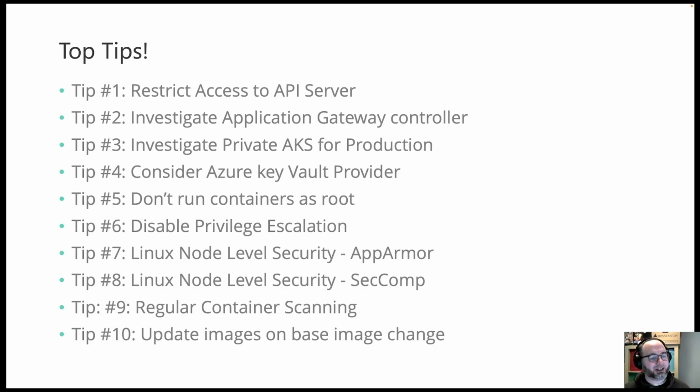Looking at the Azure Key Vault provider for managing your secrets in Key Vault rather than in Kubernetes itself. And then some container work, which is not running containers as root, turning off privilege escalation, and then using things like AppArmor or Seccomp to make sure certain processes or certain features of the operating system don't get you into any trouble, and you can really lock those down. Regularly doing container scans is really, really important. Make sure those vulnerabilities are all flagged and taken care of. And then finally, updating the images on base image changes and making sure that you regularly update those container images that you've got on there.